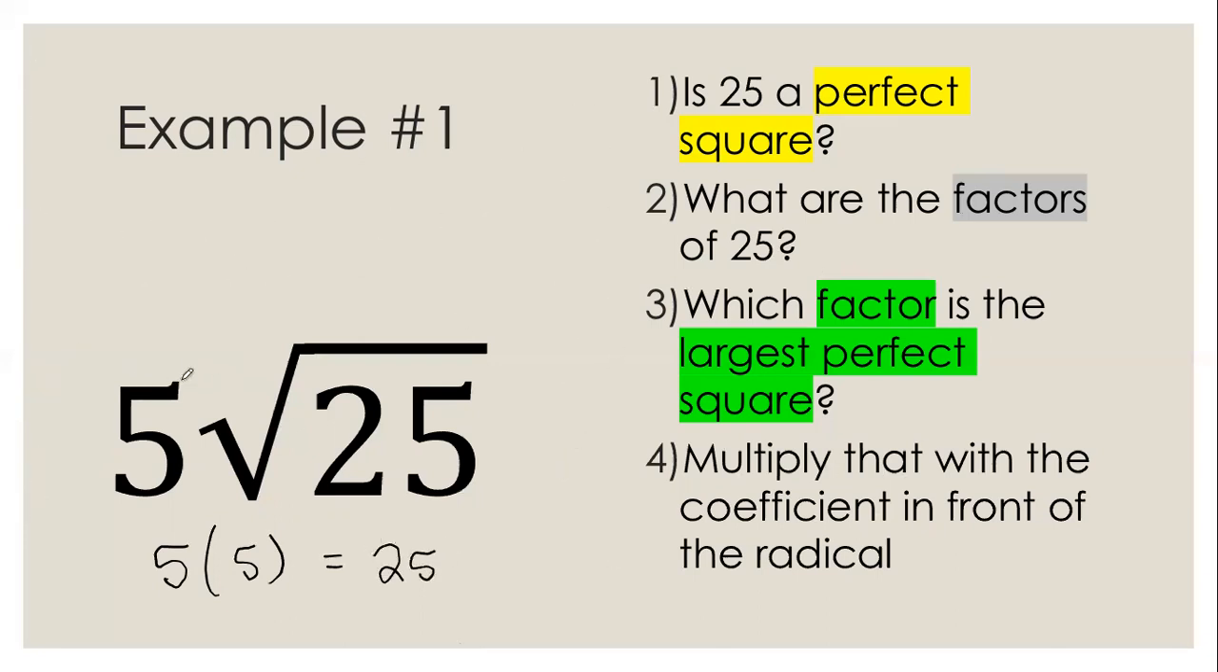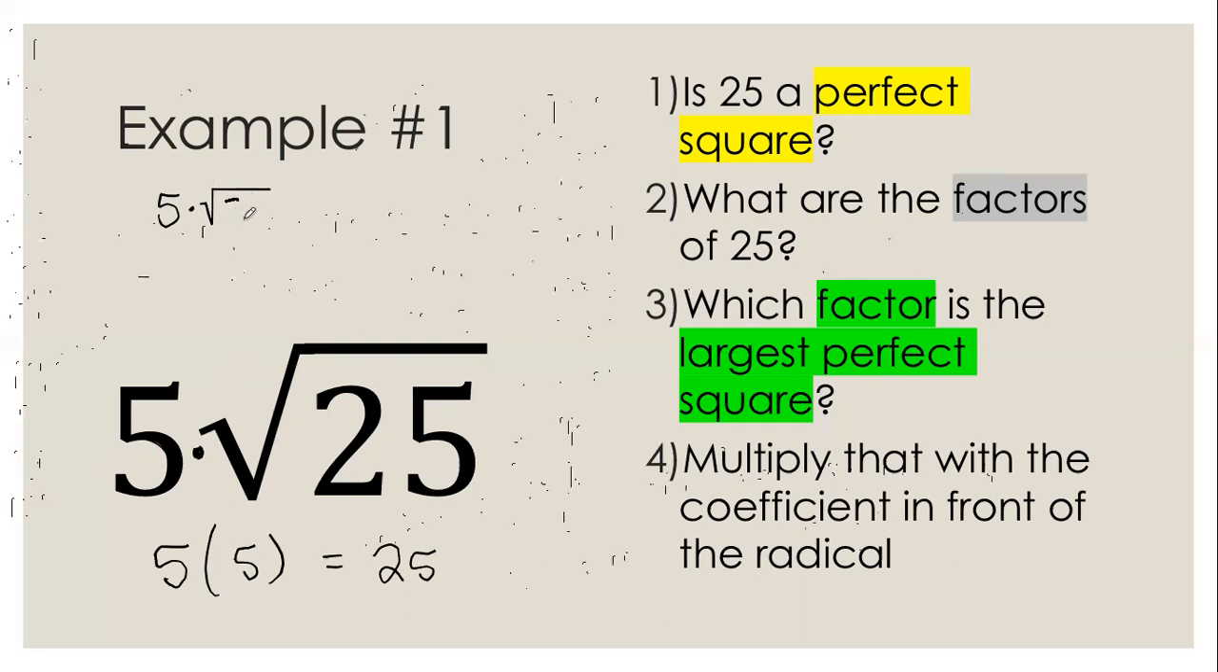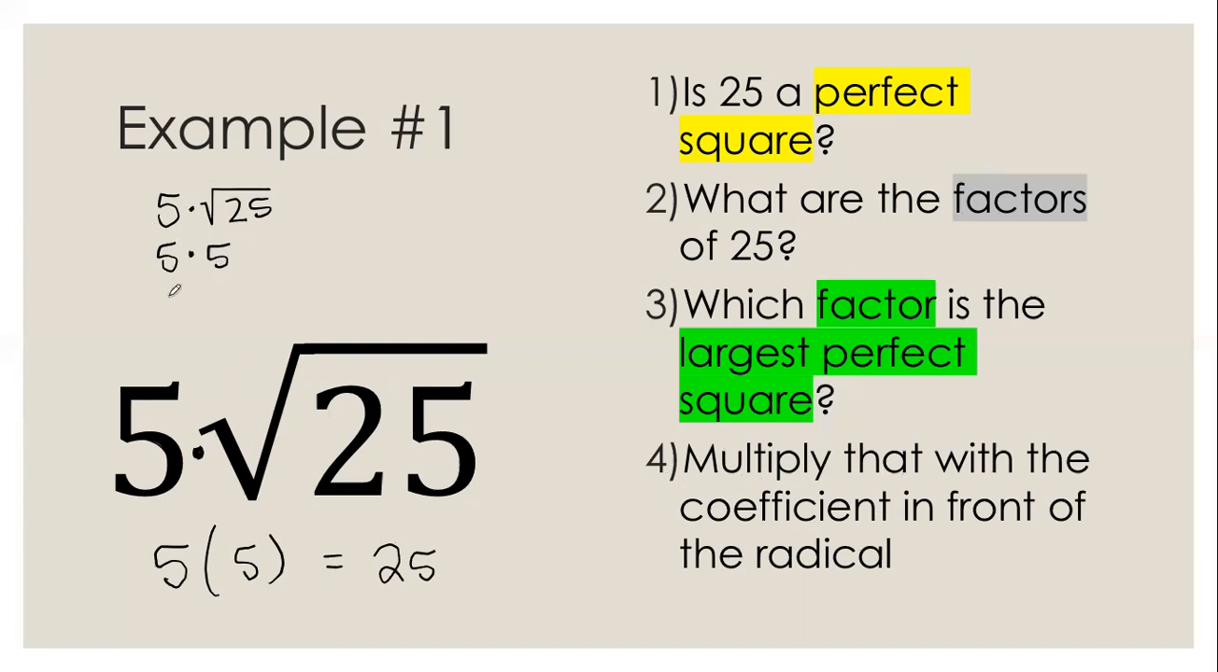If you see 5 is a coefficient in front of the square root symbol, because this 5 is here, I have to remember to multiply it with whatever the square root of 25 was. So this says 5 times the square root of 25. The square root of 25 is 5, so ultimately it's still 5 times 5. So the answer is 25.